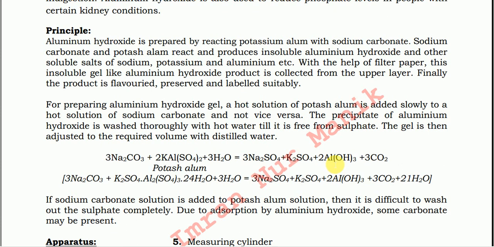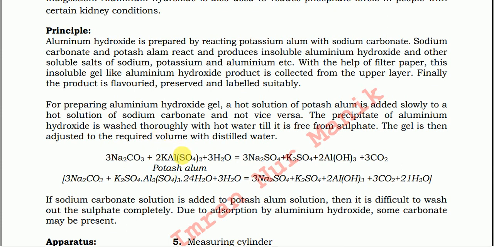In the practical session, we have to prepare a hot solution of sodium carbonate, and another hot solution of potash alum, and then we have to pour this hot solution of potash alum into the solution of sodium carbonate. We have to pour the potash alum solution into the sodium carbonate solution, and we should not pour the sodium carbonate solution into the potash alum solution.